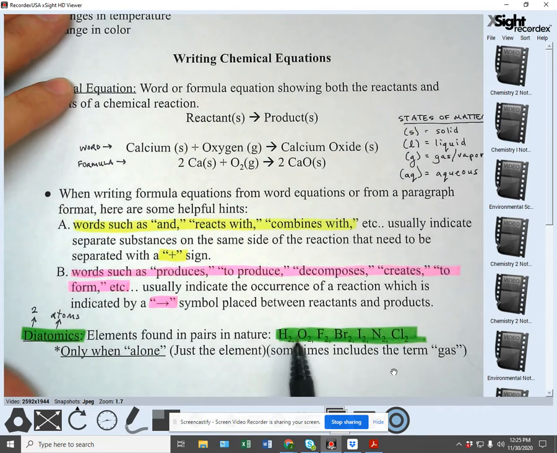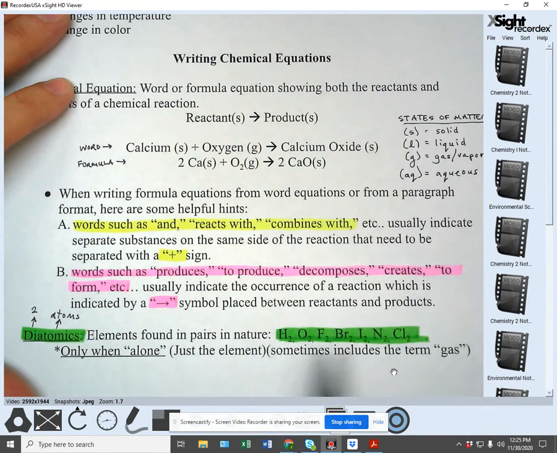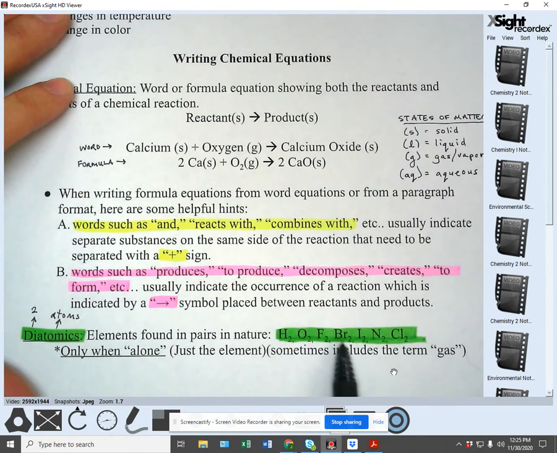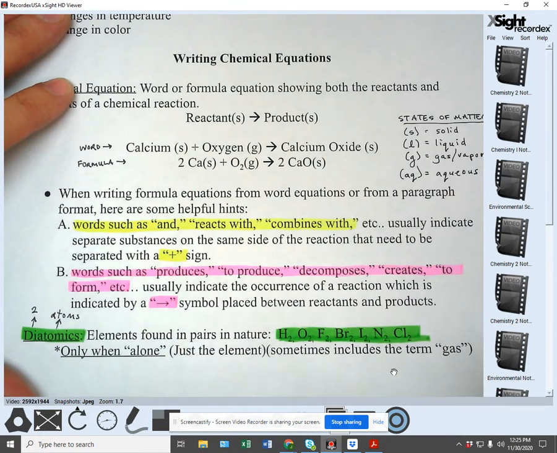There are seven. These seven elements, when they are alone, are in pairs. So H, O, F, Br, bromine, I, N, and Cl. Those seven, when they are alone, are in pairs. Any other elements, when they're alone, are just themselves.